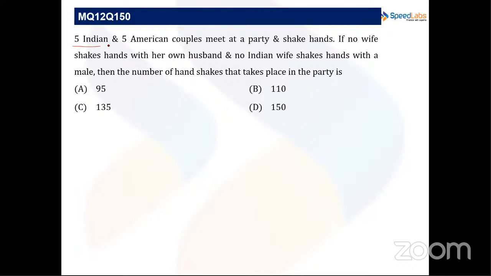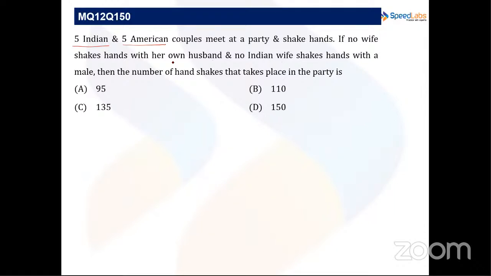Now, the question is, we are having five Indian and five American couples meet at a party and shake hands. If no wife shakes hands with her own husband and no Indian wife shakes hands with a male, then the number of handshakes that take place in the party is. So yeah, we got one answer. Answer D, no, answer D is not the correct answer.